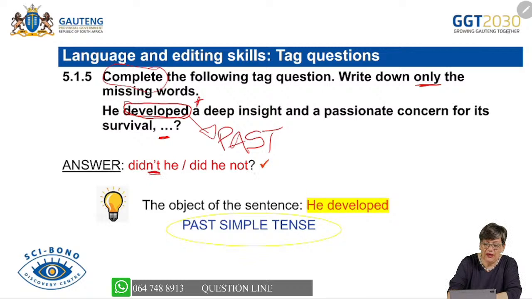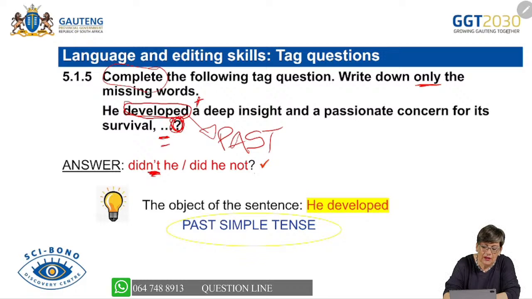Now, be very careful to make sure you've placed the apostrophe in the right place. Didn't he or did he not? Remember, this was the past tense, past simple tense. We had to use did, and that's why we got didn't, because it's in the negative form. Right. Be on the wake up.